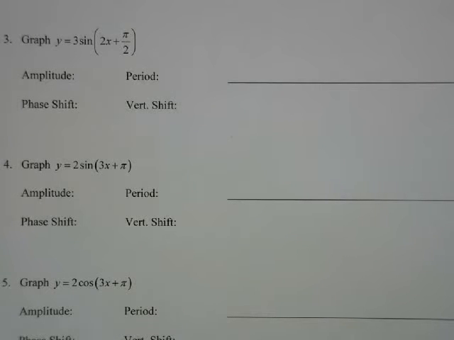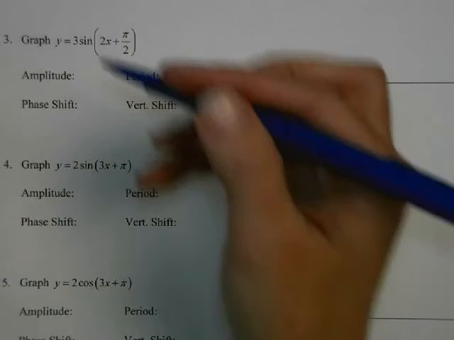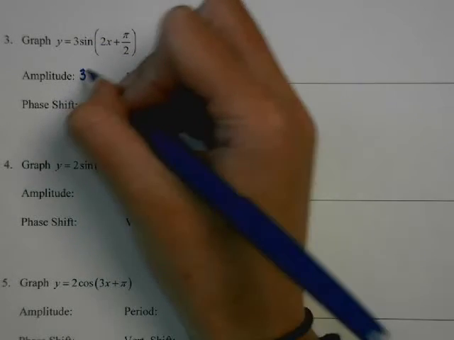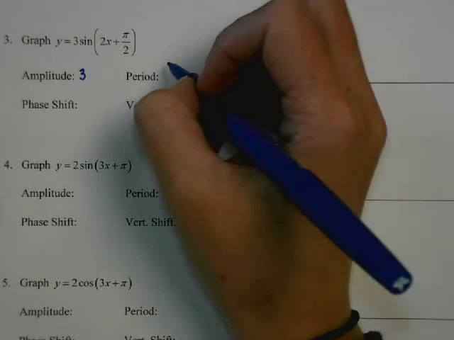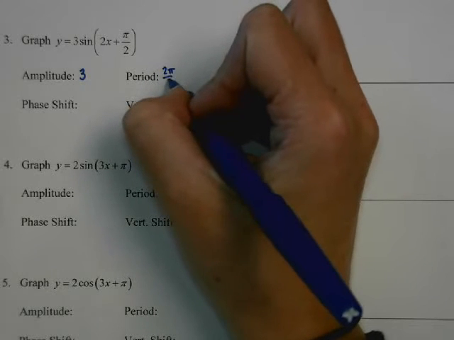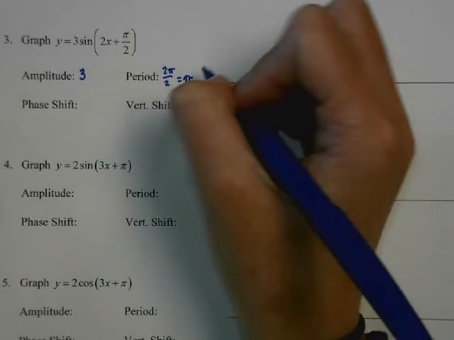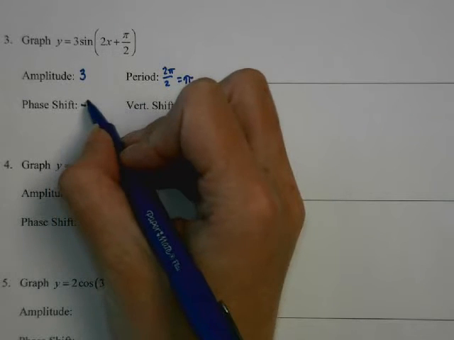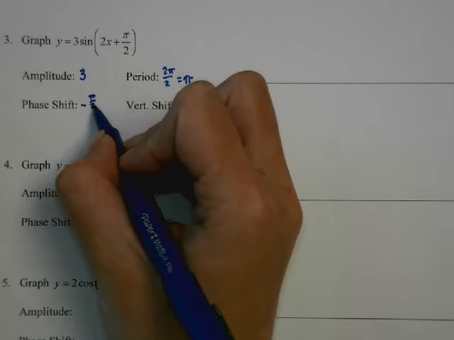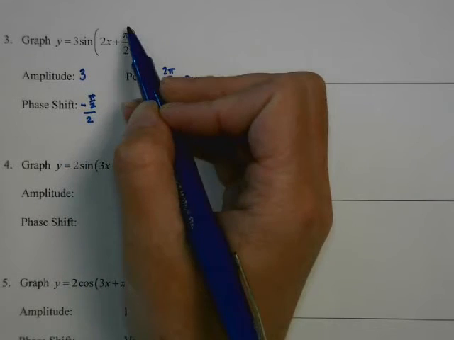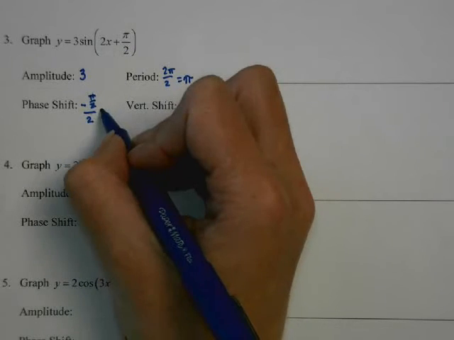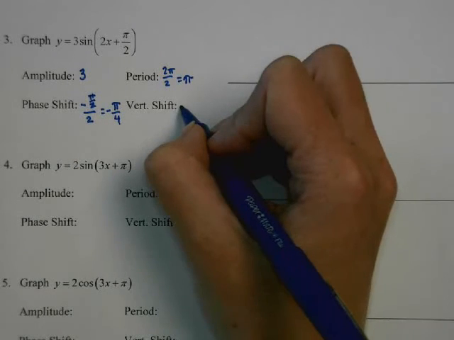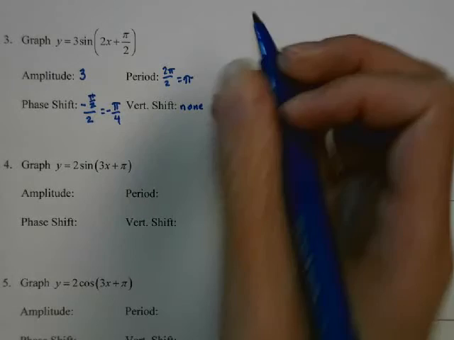All right, so we're adding more complexity to the equations. Amplitude here is going to be 3. The period is going to be 2 pi divided by 2, which is pi. My phase shift is going to be negative pi over 2 over 2, negative c over b, which is going to be negative pi over 4. We do not have a vertical shift.